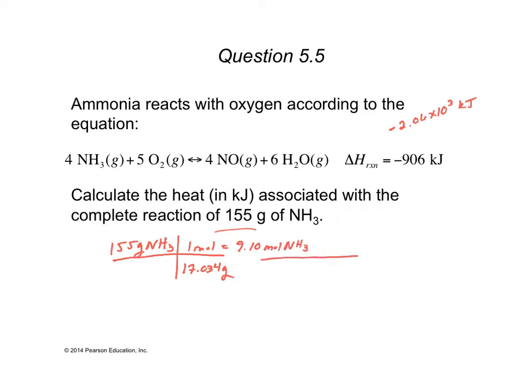Now I want to convert to heat or enthalpy, right? But what's the important conversion here? What is my relationship between the number of ammonias and the amount of heat I get? It's 4 to the enthalpy value, right? So for every 4 moles of NH3, I get minus 906 kilojoules. So we're going to take our number of moles of ammonia, divide by 4, multiply by the enthalpy of reaction, which gives us minus 2.06 times 10 to the third kilojoules, okay? Just make sure to note the stoichiometry is important here.